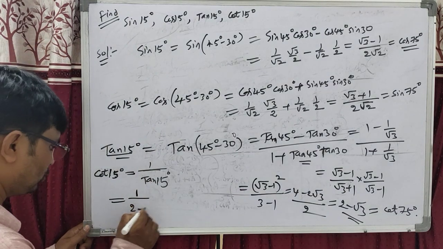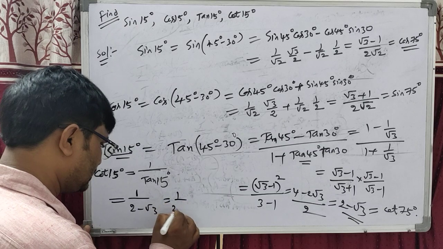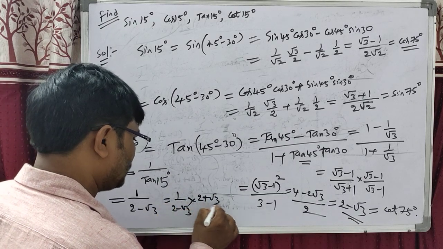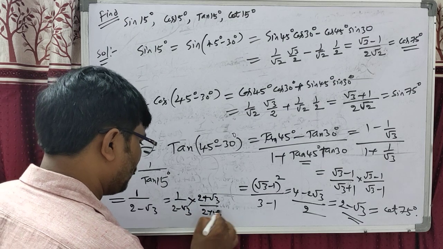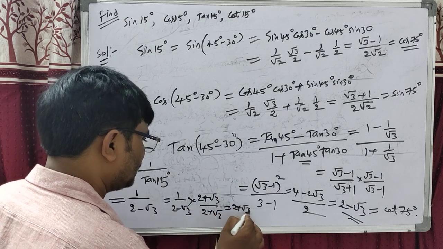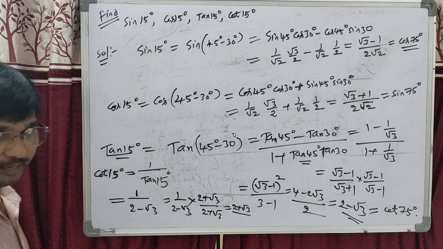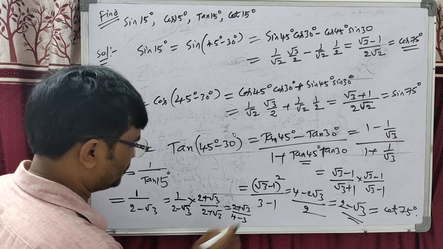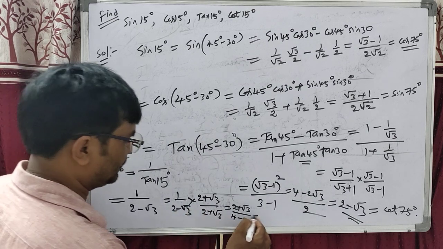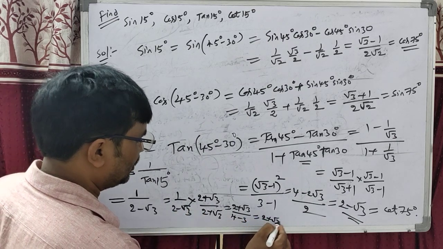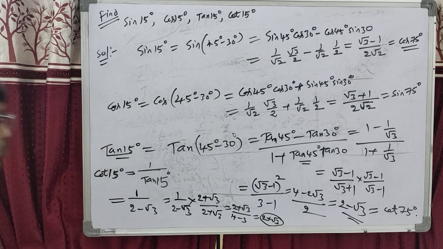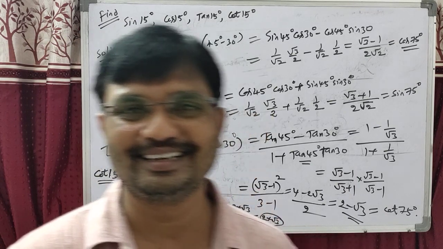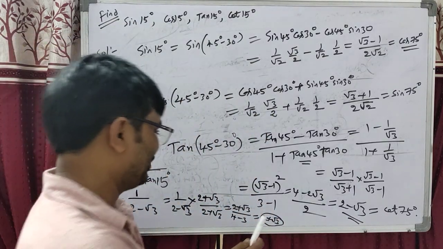The tan 15 is 2 minus root 3. My dear students, you can take the rationalization, that is 2 plus root 3 upon 2 plus root 3. The numerator is 1 into 2 plus root 3, that is 2 plus root 3. Denominator: a plus b into a minus b, a square minus b square. A square is 4 minus 3, 1. We can write 2 plus root 3. 2 plus root 3 is the value of cot 15 degrees.